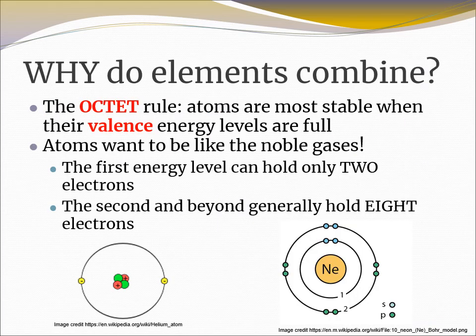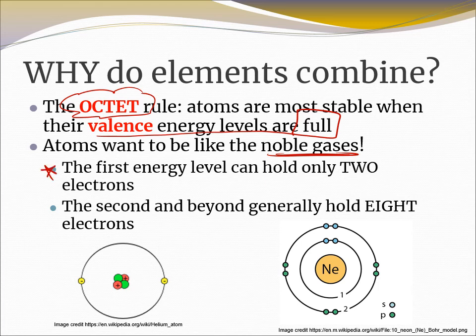Why even do elements combine into compounds? The reason is this cool thing called the Octet Rule. Atoms are most stable when their valence energy levels are full. Basically, they want to have electron configurations like the noble gases. They want that outermost energy level, the valence energy level, to be full of electrons.